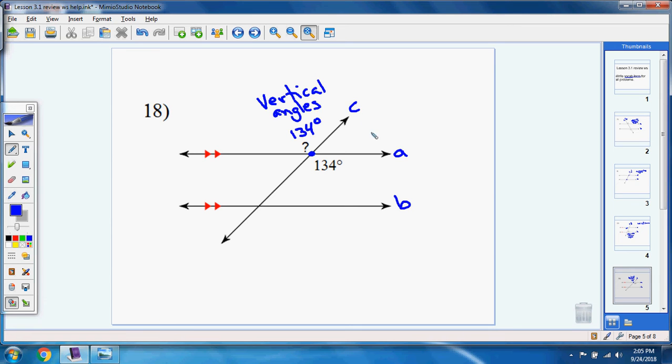So if you say opposite angles, we're really talking about vertical angles. If you say vertical angles, then that really is talking about opposite angles. All right, very nice.